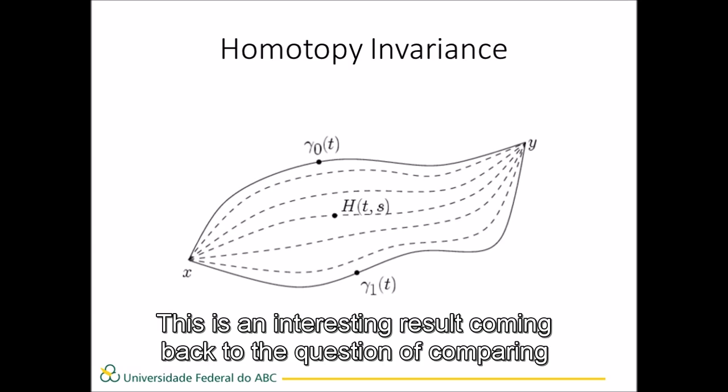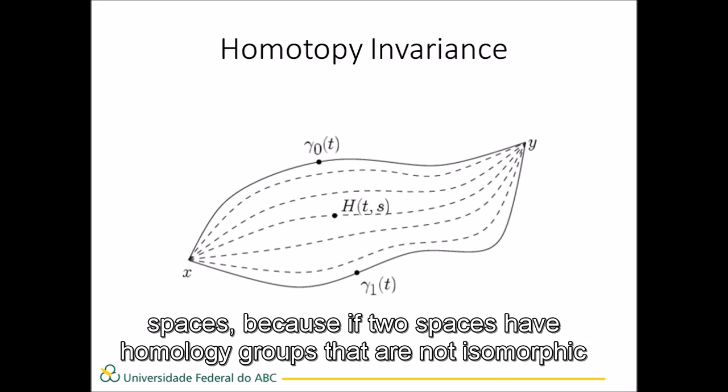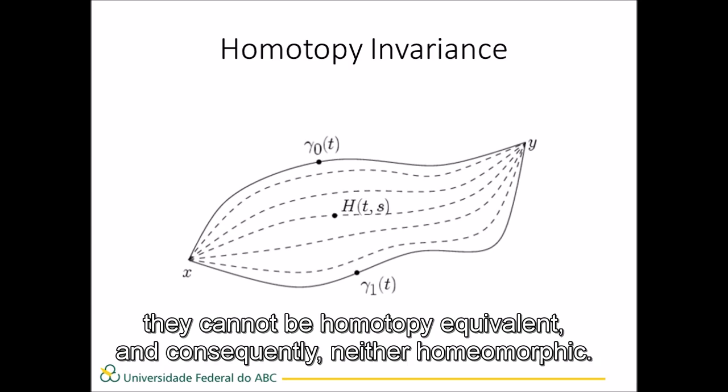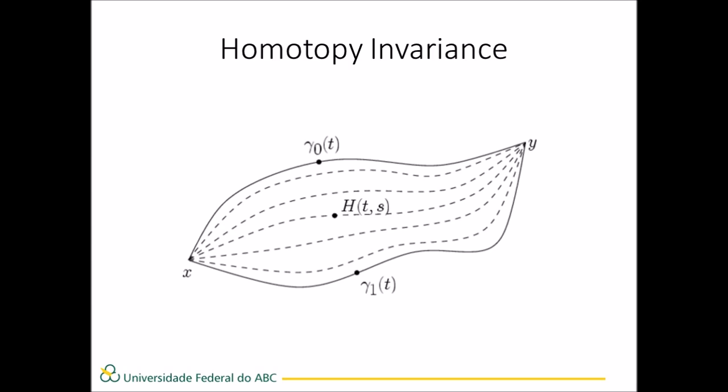This is an interesting result coming back to the question of comparing spaces, because if two spaces have homology groups that are not isomorphic, they cannot be homotopy equivalent, and consequently neither homeomorphic.